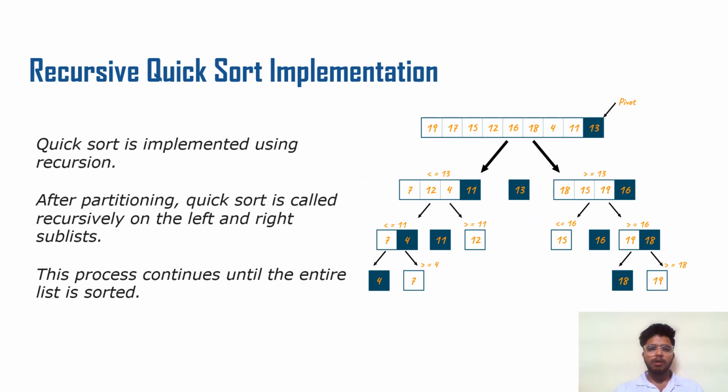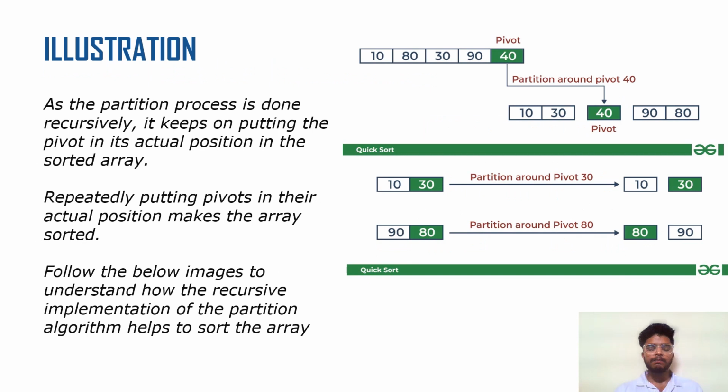Recursive quicksort implementation. Quicksort is implemented using recursion. After partitioning, quicksort is called recursively on the left and right sublists. This process continues until the entire list is sorted. Illustration of quicksort: as the partition process is done recursively, it keeps on putting the pivot in its actual position in the sorted array. Repeatedly putting pivots in their actual positions makes the array sorted.